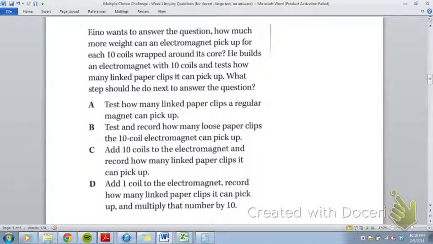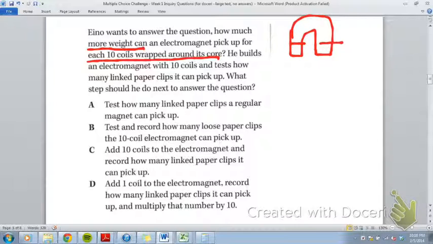Okay, this one's probably one of the hardest ones that I've given you, but that's why this is a challenge. So let's take a look at this experiment. And if we're ever stuck in science, it's always good to draw a picture. Ina wants to answer the question, how much more weight can an electromagnet pick up for each 10 coils wrapped around its core? So we have this magnet, and we want to know how much weight it can be picked up.